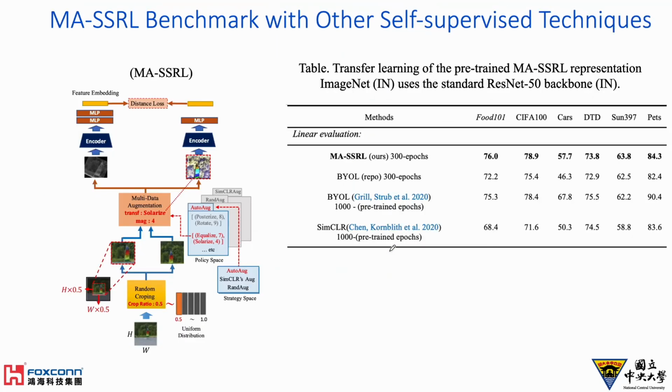Here is a table where we list all the results. Our method, pre-trained with only 300 epochs, performs significantly better than the baseline methods pre-trained with 100 epochs and 1,000 epochs. And this is all of our method, described in our work, MA-SSRL.